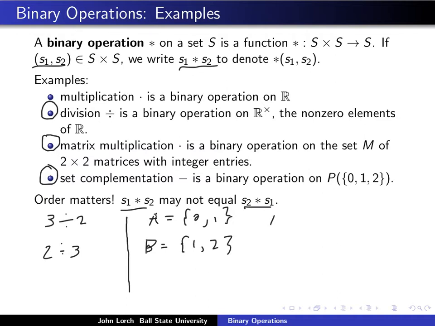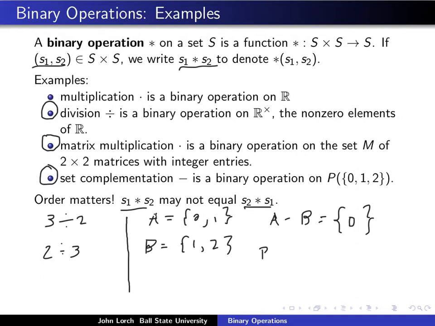Now, when we take A minus B, what are we doing? Well, we're just identifying everything in A that is not in B. So there's only one thing in A that's not in B, and that's 0. So it's the set {0}. That's the difference, the set difference, A minus B.